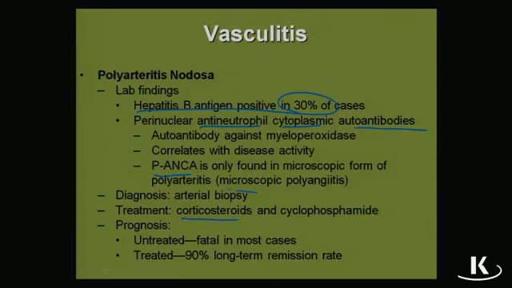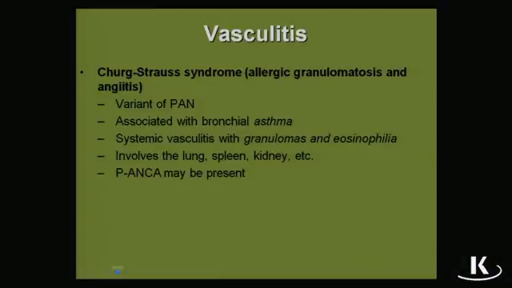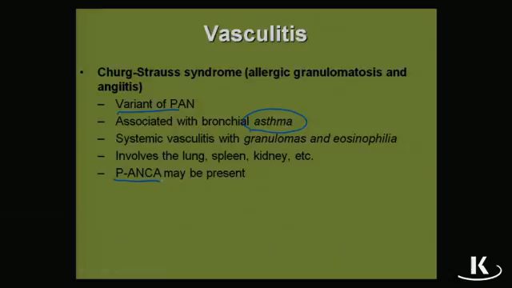Now, very important, because it's associated with an immune response, that you can give what? Steroids or cyclophosphamide to treat the patient. Okay, very important. Now, this Churg-Strauss syndrome, the key thing with this one is that you see here is a variant of PAN, and I would note its association with asthma. It's very important, and the fact that P-ANCA may be present. So that's the main thing for that. And again, because of its association with asthma, you can see what? Eosinophils. Okay, so be aware of that.